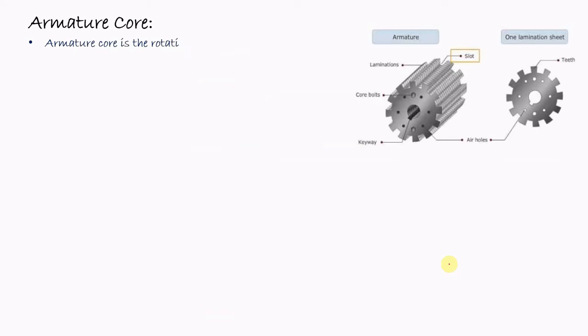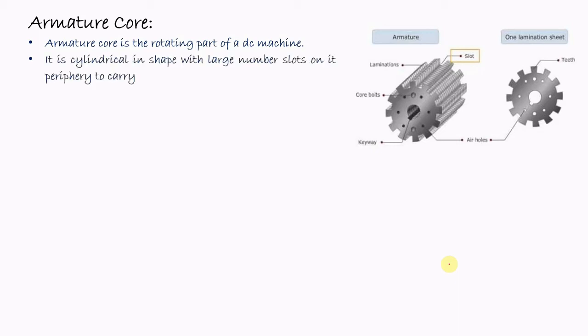Next is the armature core. Till now we have discussed all about the parts of the stator. Now here we will discuss the parts of the rotor. So the first part is the armature core. It is the rotating part of a DC machine. It is cylindrical in shape with a large number of slots on its periphery to carry the armature winding.